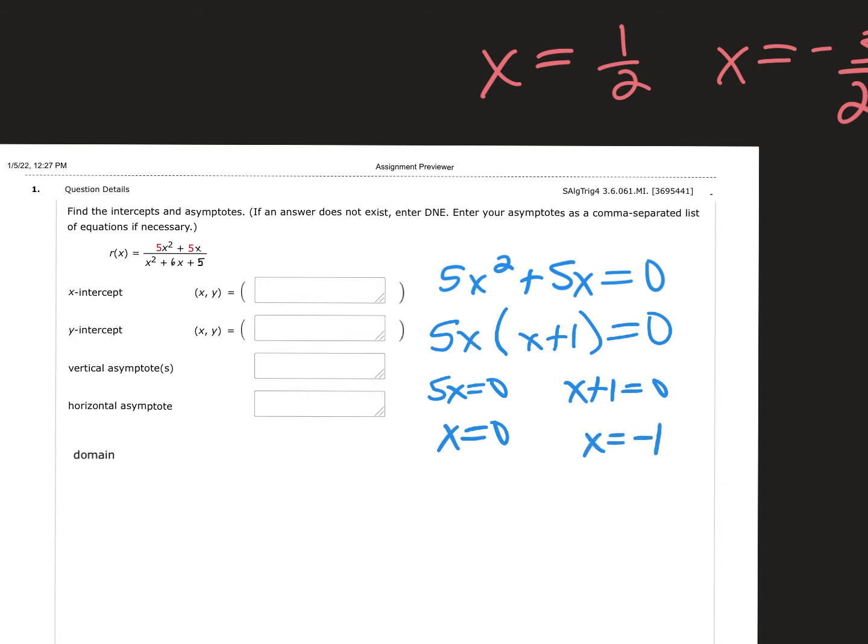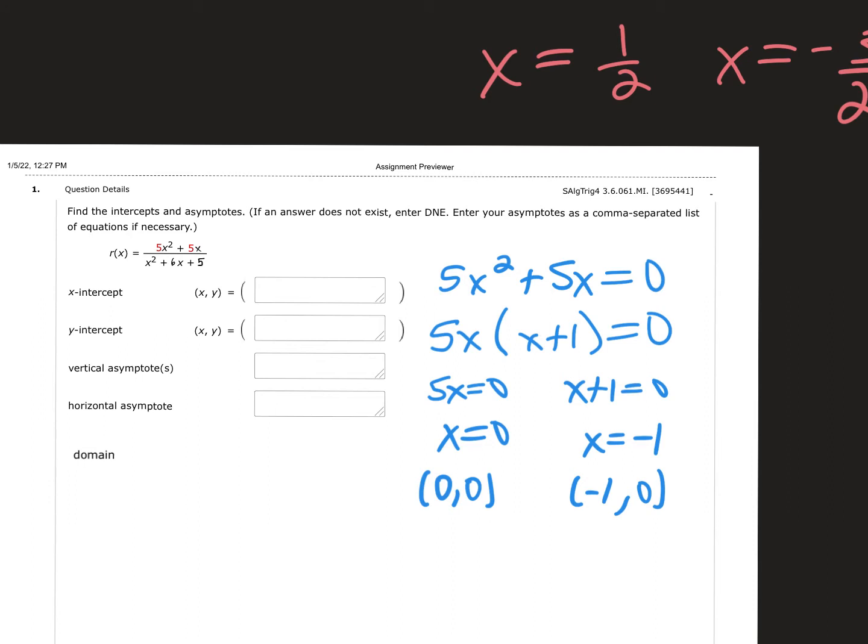Make sure you guys are showing me your work. If you leave your answer like that, are you getting full credit? No. Your x-intercepts need to be written as ordered pairs. Your y-intercepts need to be written as ordered pairs. Make sure you do so.